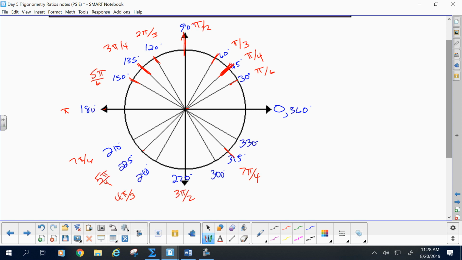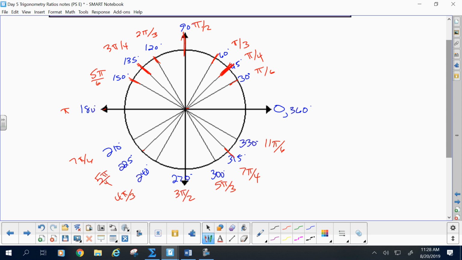So what about 300? It's a multiple of 60 degrees. How many 60-degree angles? 5, and each 60 degrees is pi over 3. So it's 5 pi over 3. What about 330? It's a multiple of 30 degrees. How many 30-degree angles is it? Pi over 6.